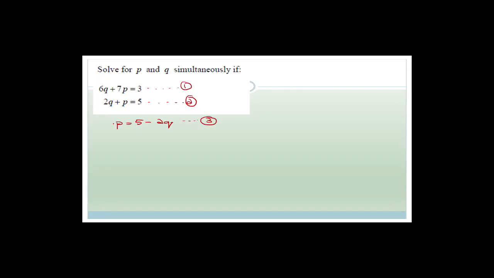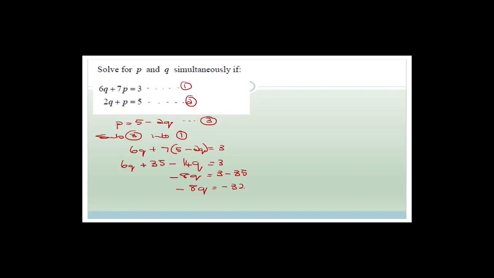And if that's the case, I can now substitute P into equation 1. So I'm going to substitute 3 into 1. So we've got 6Q plus 7, P is 5 minus 2Q, is equal to 3. So we've got 6Q plus 7 times 5 is 35, minus 7 times 2 is 14Q is equal to 3. So 6Q minus 14Q is minus 8Q is equal to 3 minus 35. So minus 8Q is minus 32, so Q is going to be 32 divided by 8, which is 4.